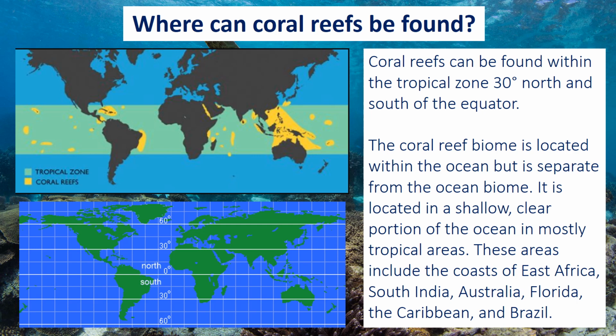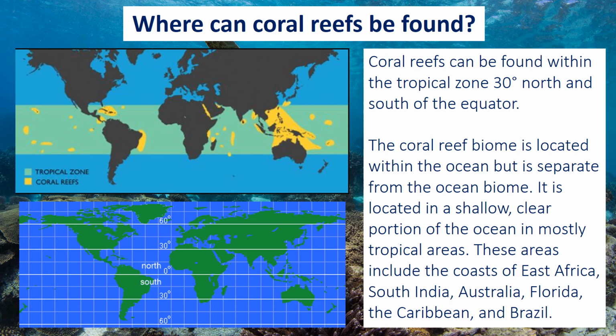Where can coral reefs be found? We can describe the distribution of coral reefs as being within the area of 30 degrees north and south of the equator. When we spoke about hot deserts, we said that hot deserts are located 30 degrees north and south of the equator. We're now looking at the area within that space, so closer to the equator, a band within 30 degrees north and south.